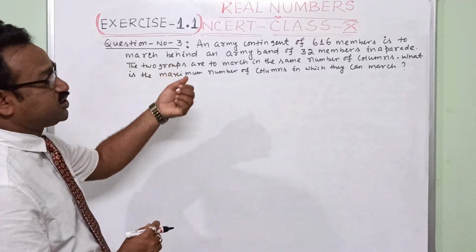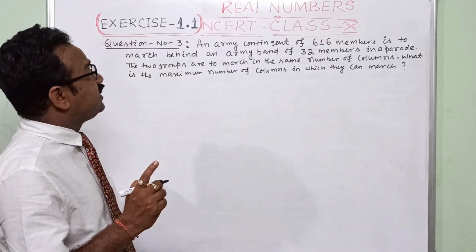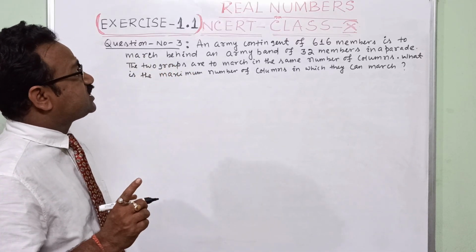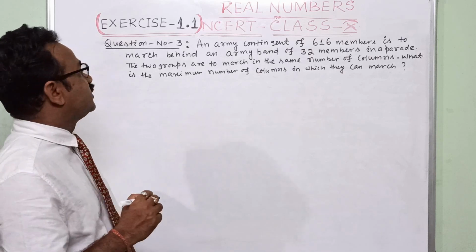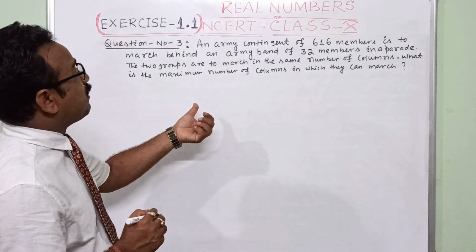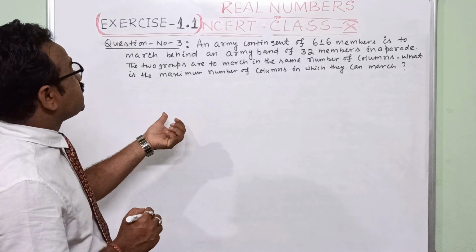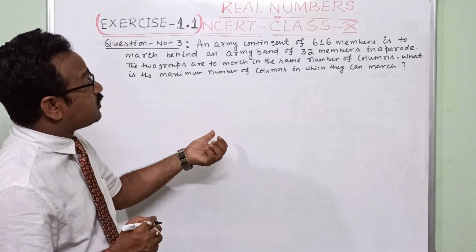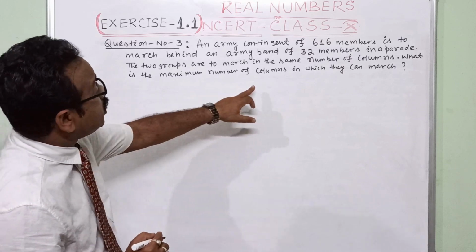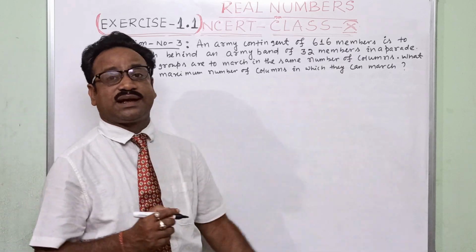Now come to question number 3. An army contingent of 616 members is to march behind an army band of 32 members in parade. The two groups are to march in the same number of columns. What is the maximum number of columns in which they can march?